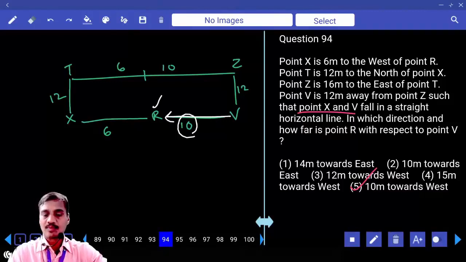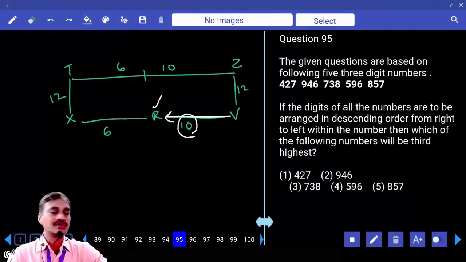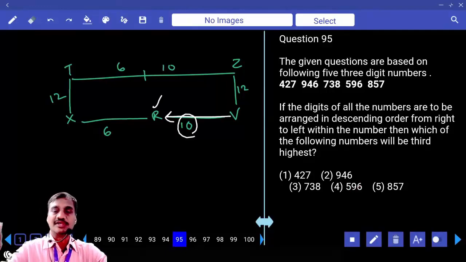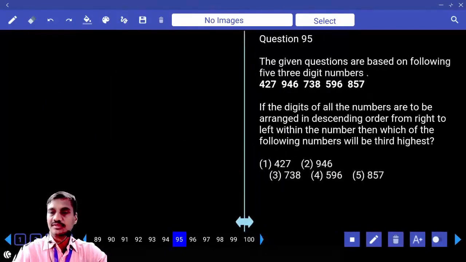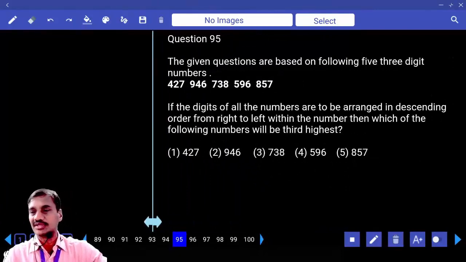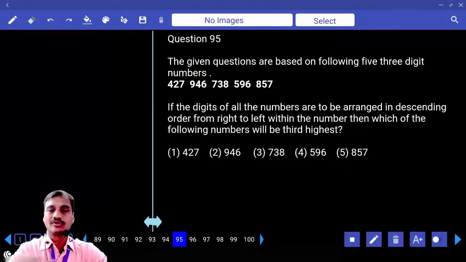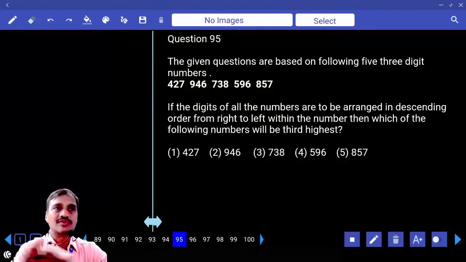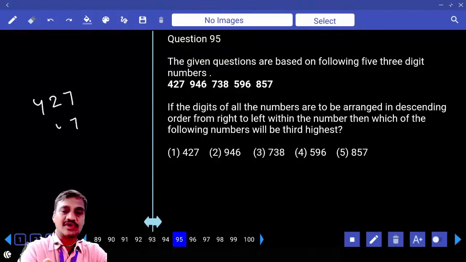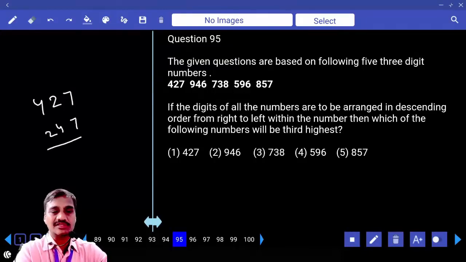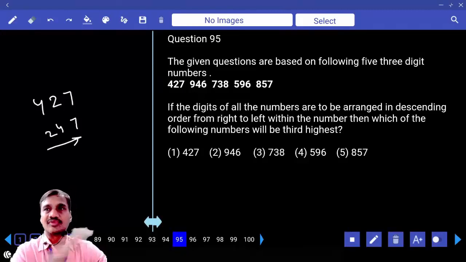Done with this? Then 95 onwards, they are based on set of numbers. Now in this set of numbers 95 to 99, if the digits of all the numbers are arranged in descending order from right to left, from right hand side to left hand side, the digits are arranged in which order? Descending order from right to left means, for 742, it is nothing but arranging all the digits in the ascending order from left to right. Both are one and the same, isn't it?